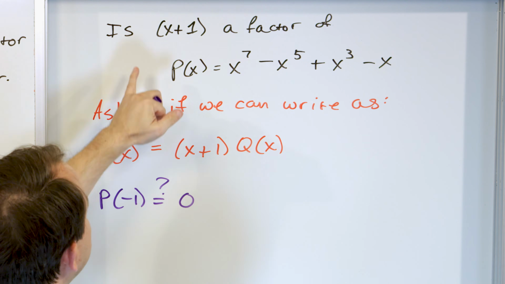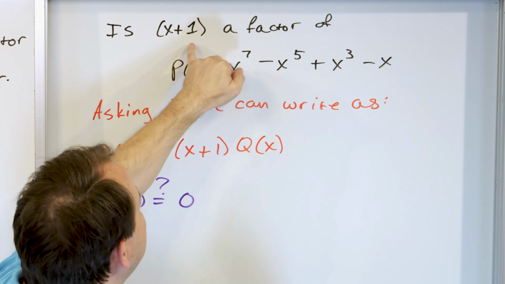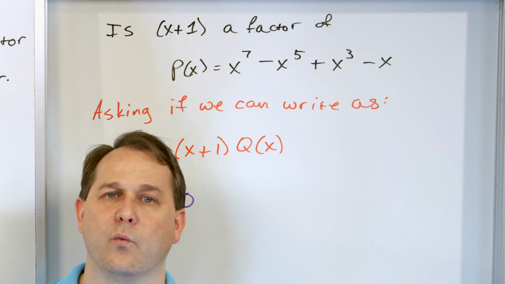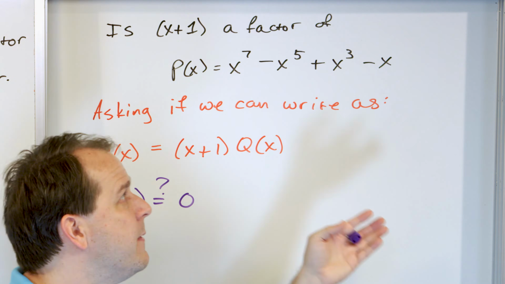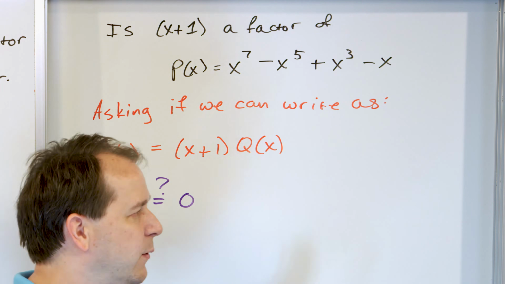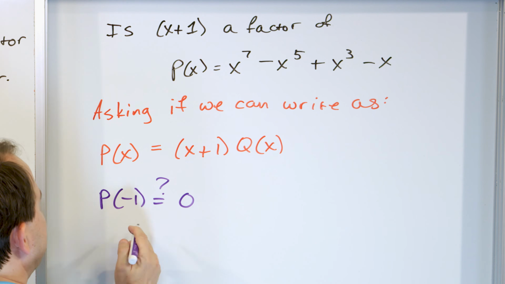Let me put it another way. If the question said, is x minus 1 a factor, then it's written exactly as the theorem says, and you would evaluate p of 1 because it's written as x minus 1. But the problem says x plus 1, so you have to flip the sign. However you want to think about it works for me. We have to put it in there and figure out if it equals 0.